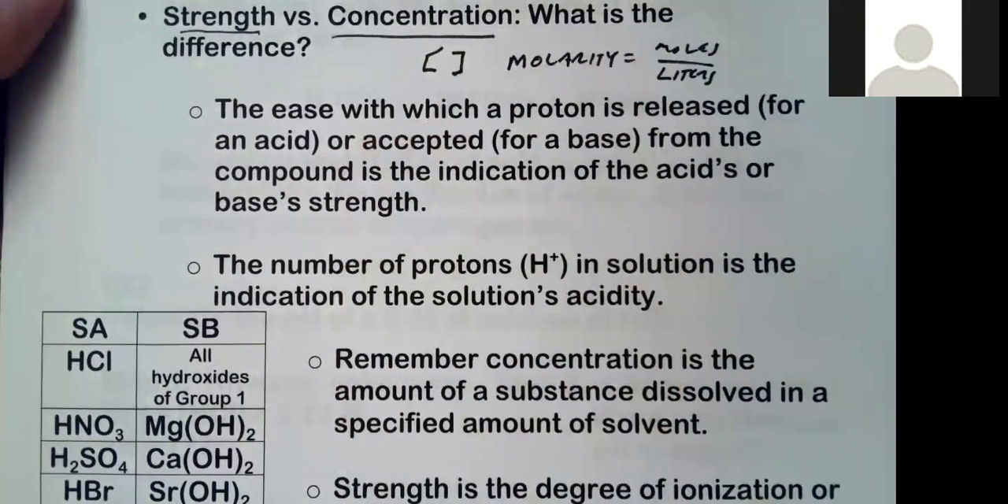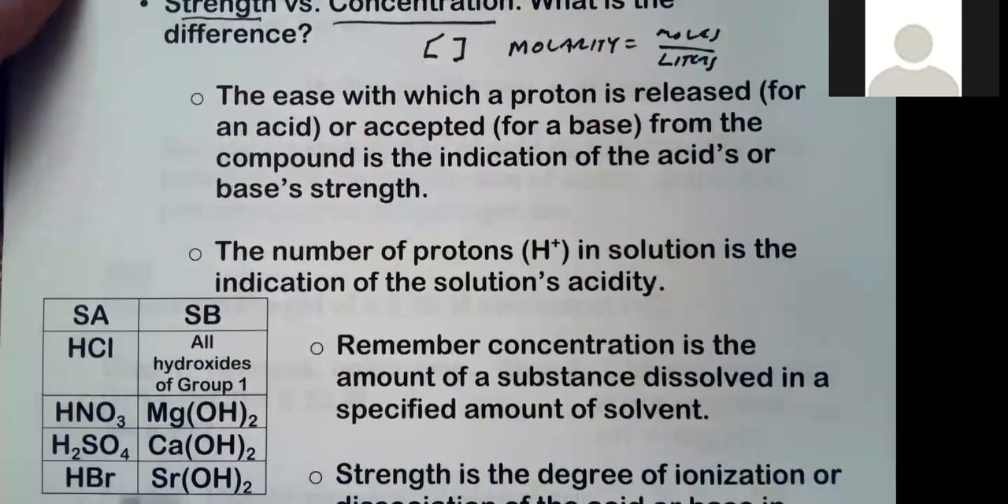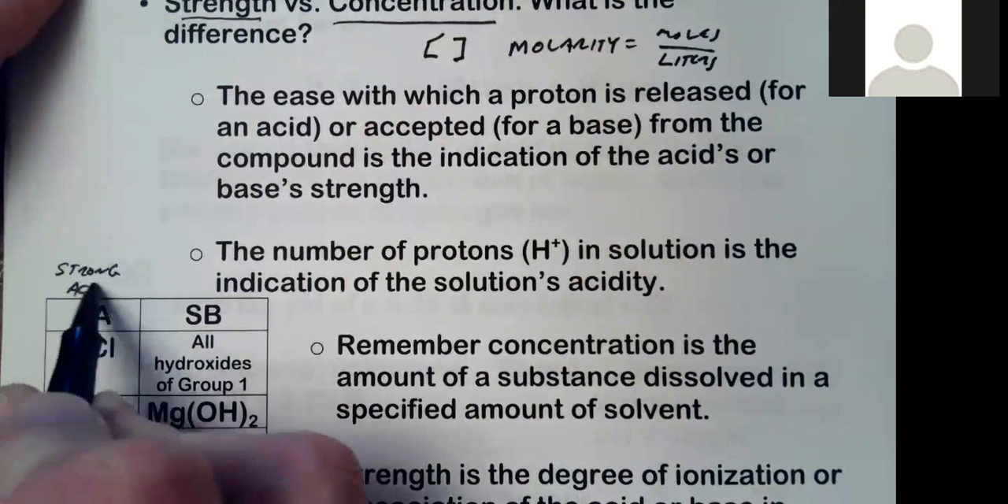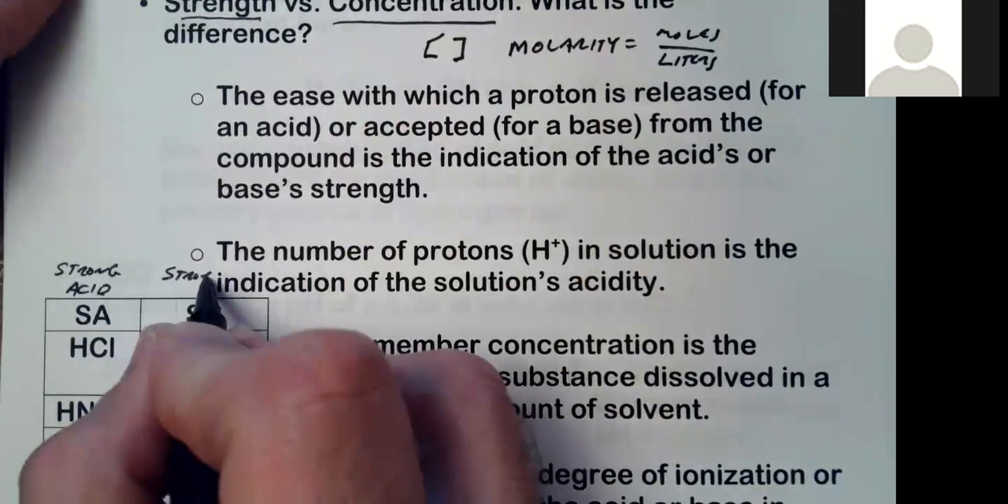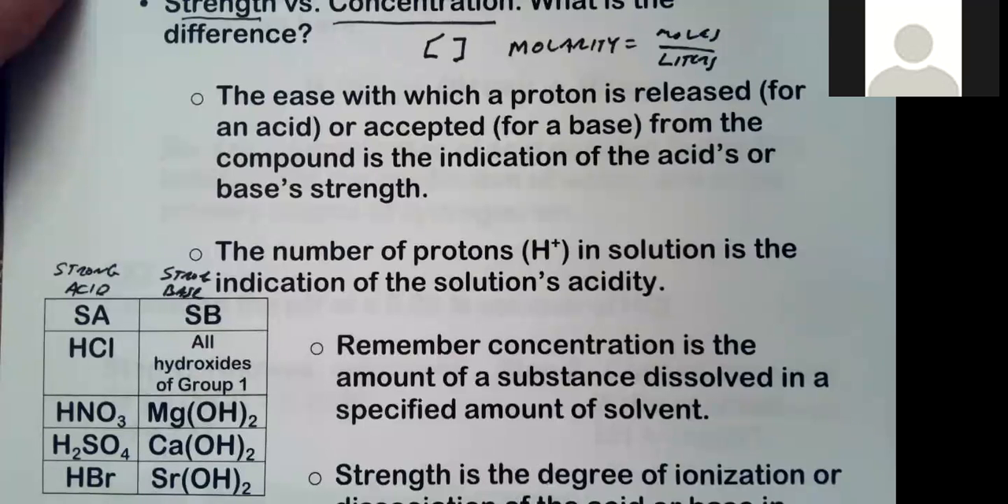But if I say that something is a strong acid or a strong base, that has a very specific meaning. And I've got my list of strong acids. That's what SA stands for, and SB stands for strong base. So I'll write that down here. So if we ever encounter a strong acid or a strong base, that word strong means something very specific.